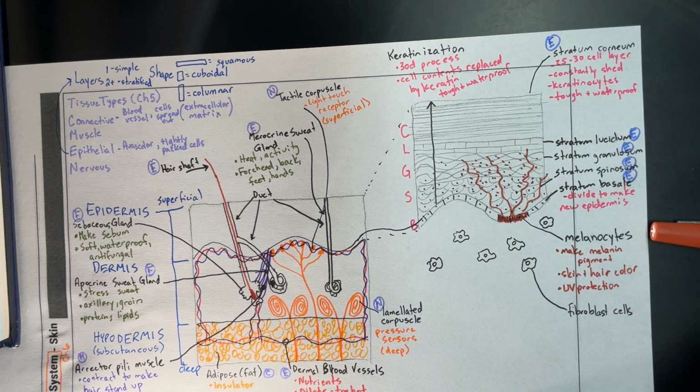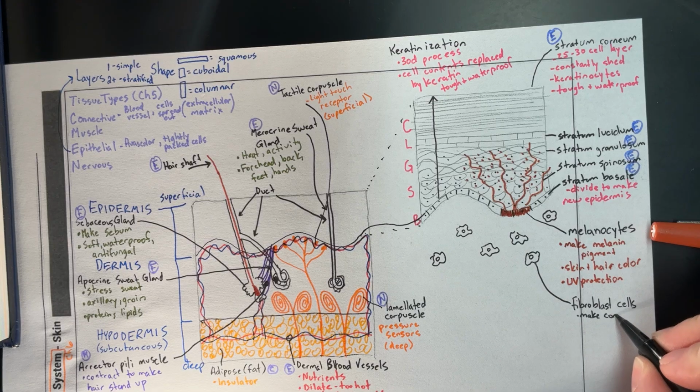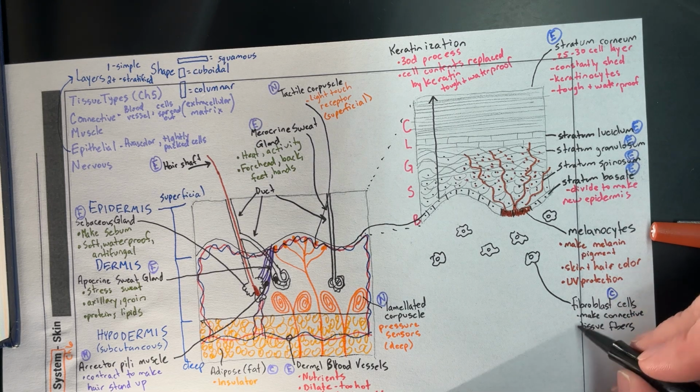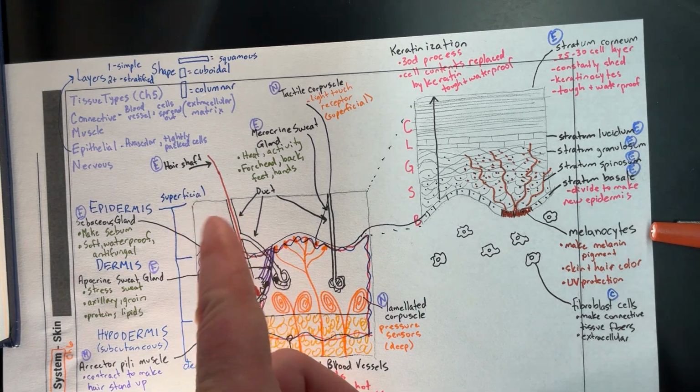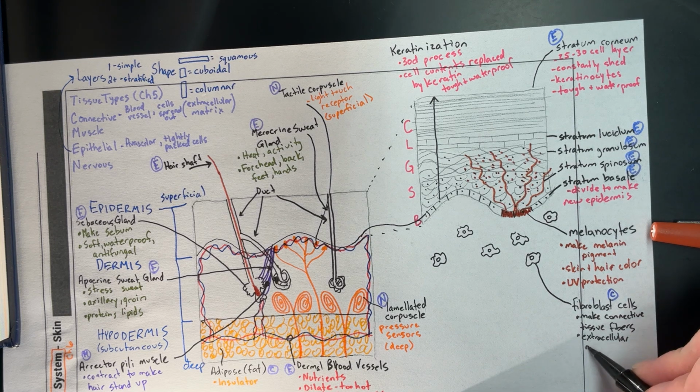And what fibroblast cells do is they make connective tissue fibers. And so I want you to associate fibroblast cells with connective tissue. And these connective tissue fibers are also called extracellular matrix. And so remember, way up there, we talked about how connective tissue has a lot of extracellular matrix. Well, fibroblast cells are going to be some cells that are in charge of making that.